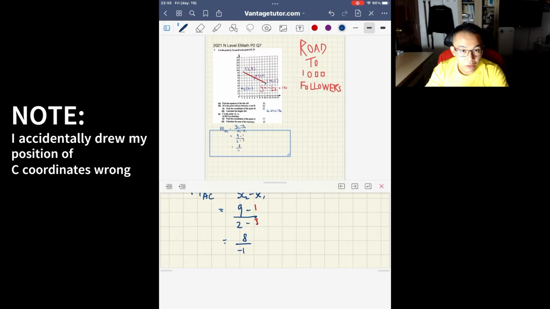I'm not going to simplify. Why? Because I'm not actually trying to find the gradient. I'm trying to find the difference between the coordinates.